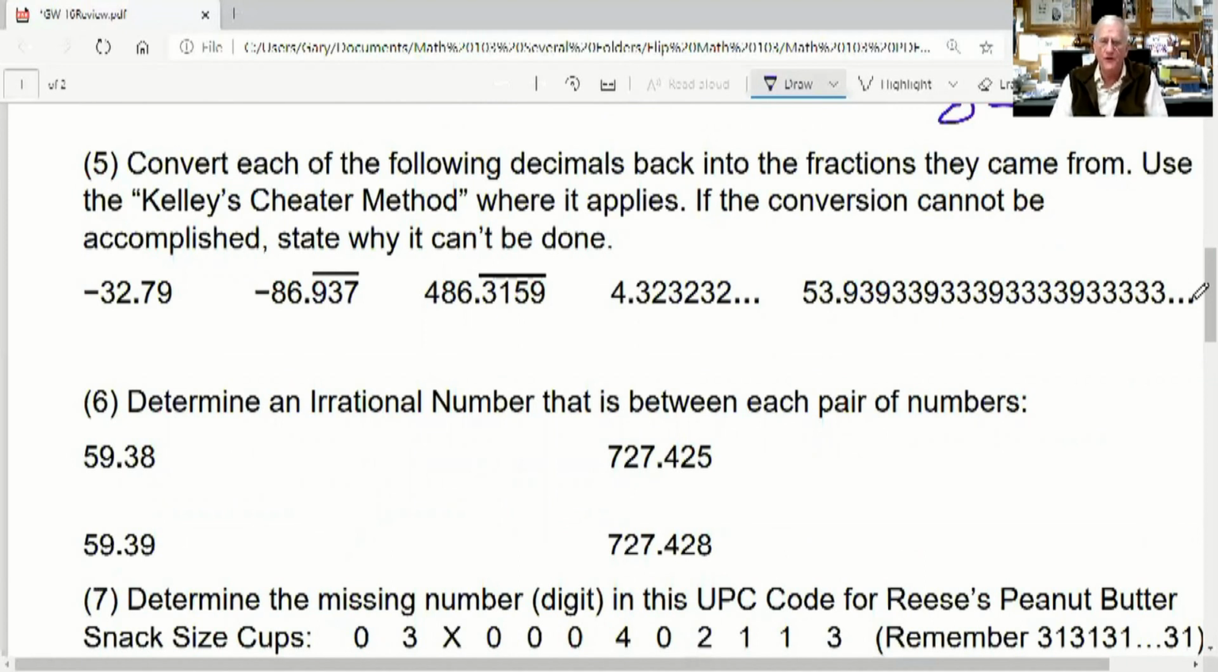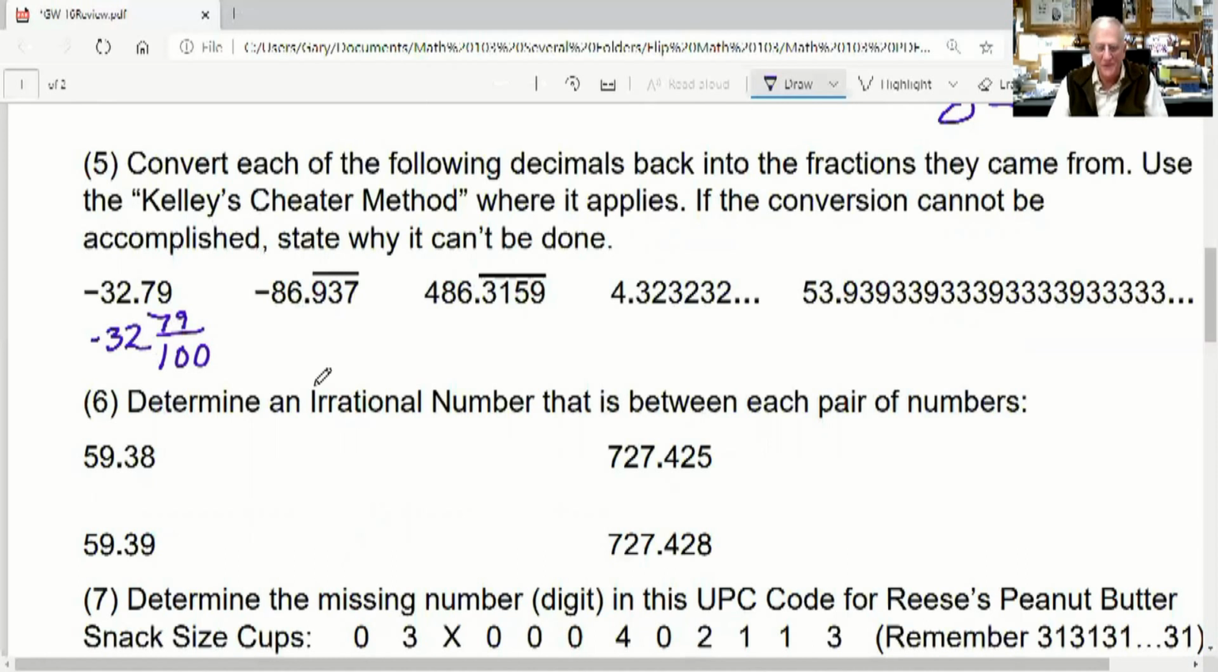All right, well, if you look at the first example, negative 32.79, that is not a repeating decimal, is it? So I can't use the Kelly's-Teeter method at all on that one. All I really need to do is simply take the negative 32 and, of course, write it down. And then I take the decimal portion, since it terminates, and just put it over its place value. And, of course, 2 decimal places is hundredths. So the correct answer is negative 32 and 79 hundredths.